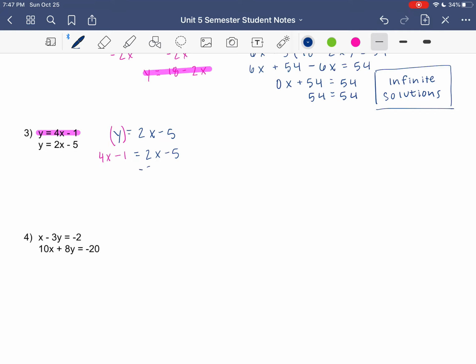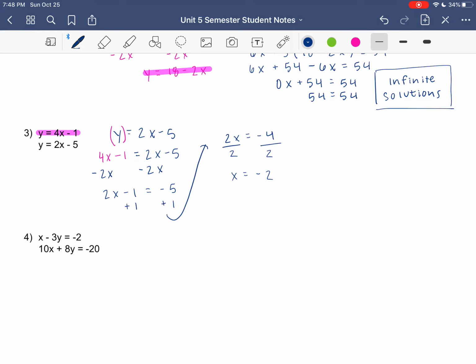I'm going to subtract 2x on both sides. That will give me 4x minus 2x is 2x minus 1 equals negative 5. I'm going to add 1 on both sides so that I have 2x equals negative 4. And finally divide by 2. X equals negative 2. So remember, we're not done yet.